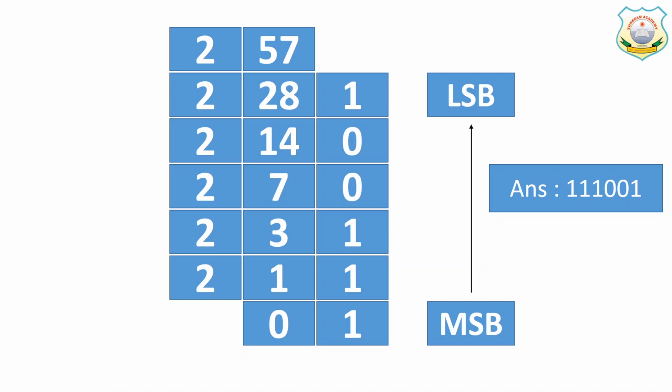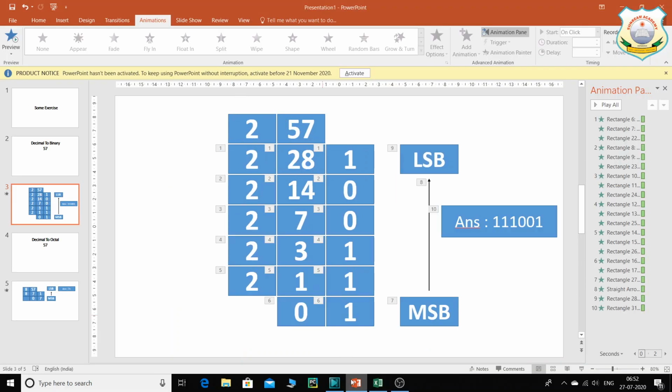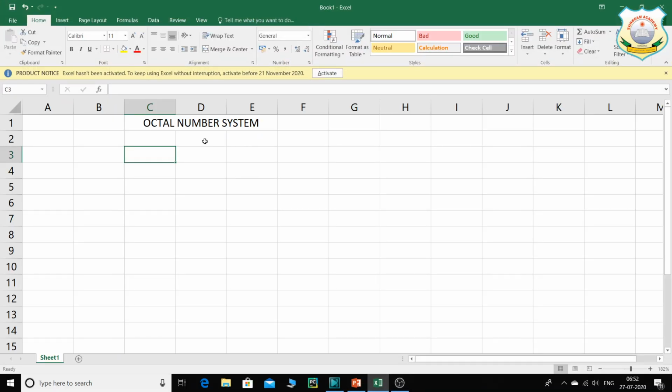Fine. So this is the procedure, children. Any number if you have, just keep on dividing that number by 2 if it is decimal to binary. Fine.